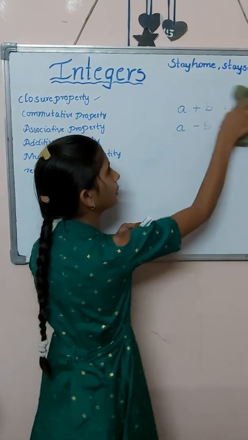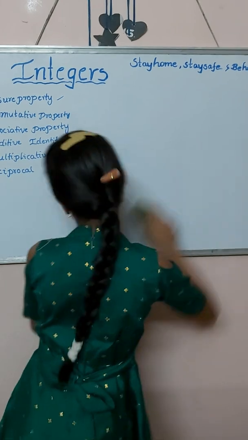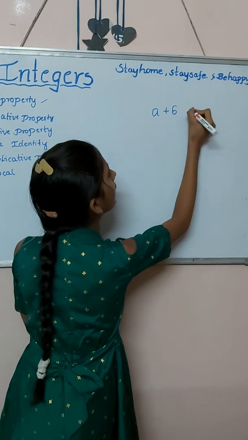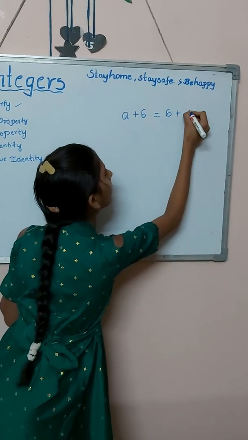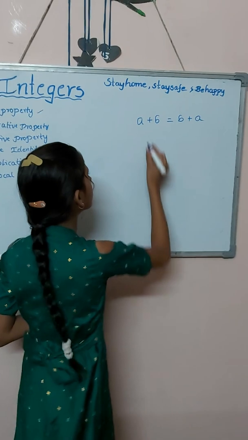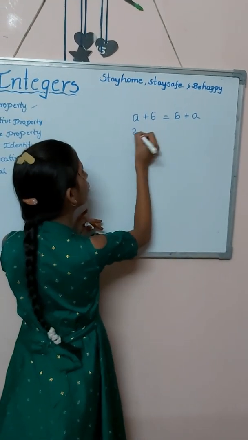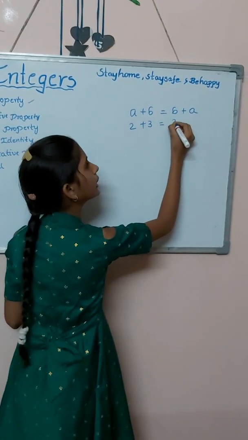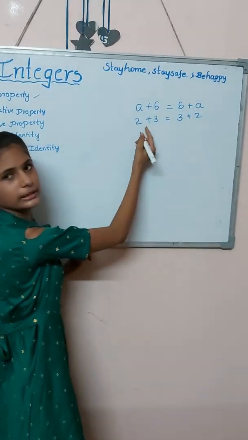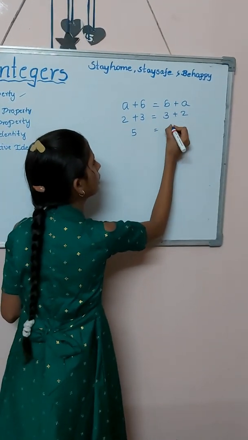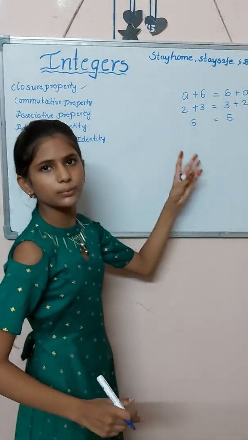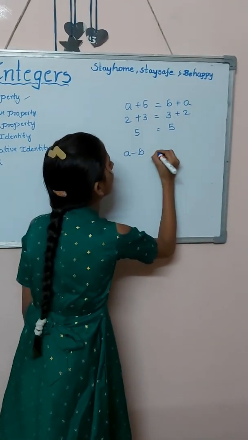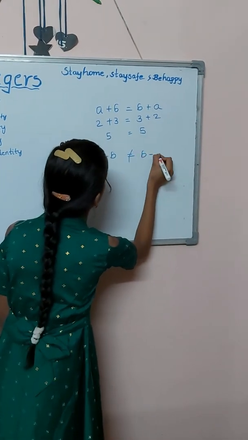And next one is commutative property. In commutative property, a plus b is equal to b plus a. In the place of a I am taking 2 and in the place of b I am taking 3. Is it equal to 3 plus 2 or not? 2 plus 3 is how much? 5. And 3 plus 2 is also 5. So a plus b is equal to b plus a. Correct.